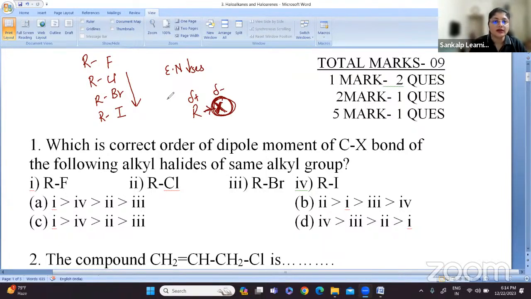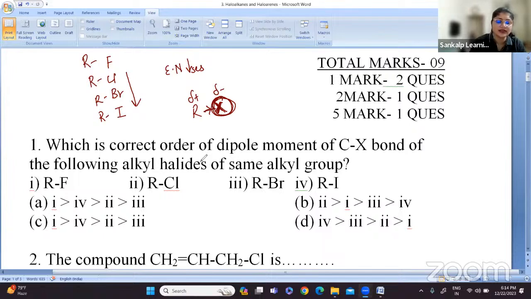So overall dipole moment of this molecule goes on decreasing. Therefore, it will follow the trend that RCl is greater than RF is greater than RBr is greater than RI. So the dipole moment decreases as the size of the halogen atom increases. So this is the reason.